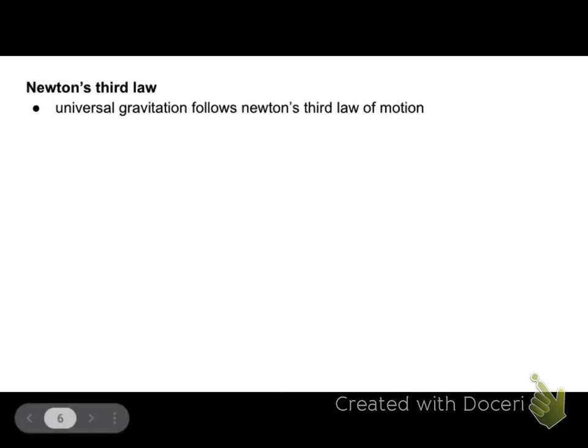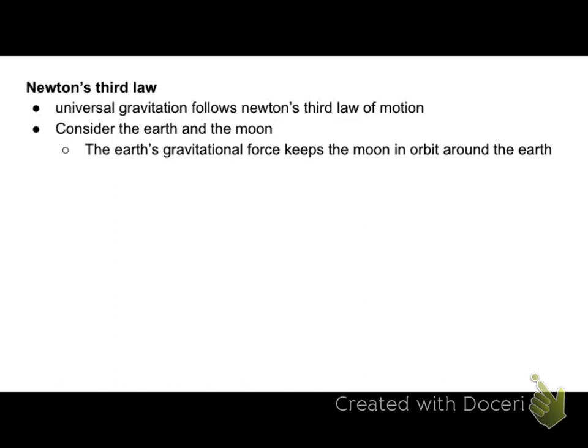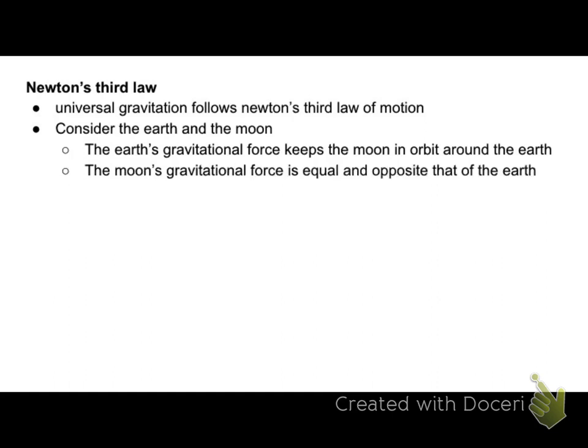Now, universal gravitation follows Newton's third law of motion. Makes sense. This guy wrote both of them. But to illustrate this, we'll consider the Earth and the Moon. The Earth's gravitational force is what keeps the Moon in orbit around the Earth. So the Earth pulls on the Moon with a gravitational force, and the Moon has a gravitational force that pulls on the Earth. And that force is equal to the strength of the Earth's gravitational force, but in the opposite direction, pulling back towards the Moon.